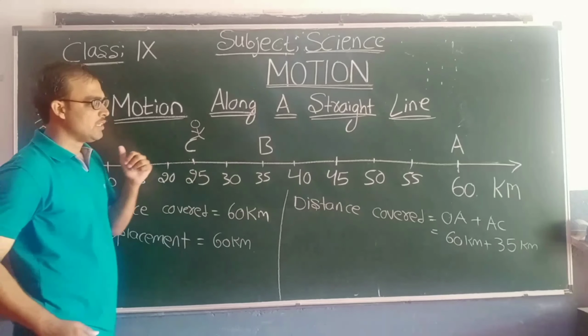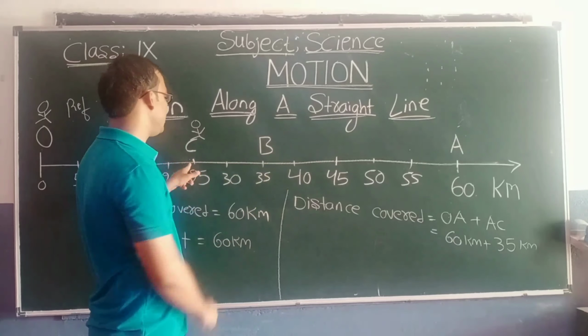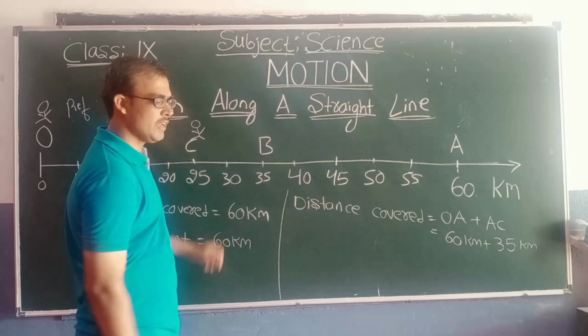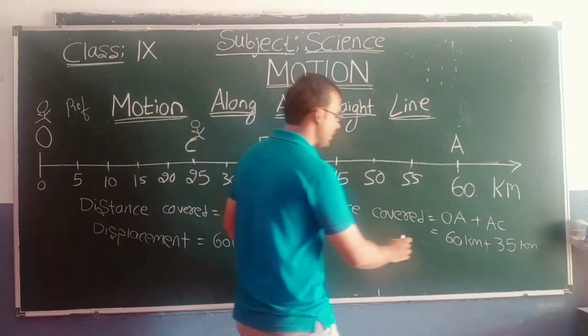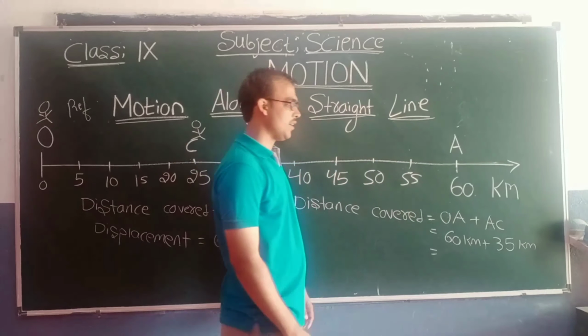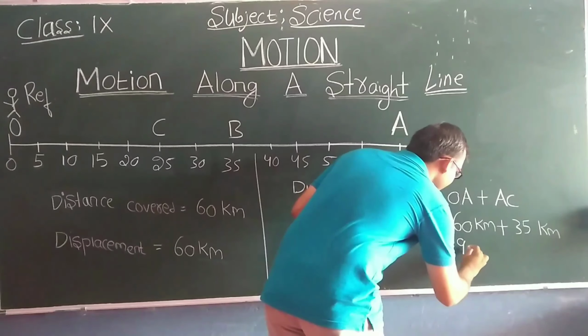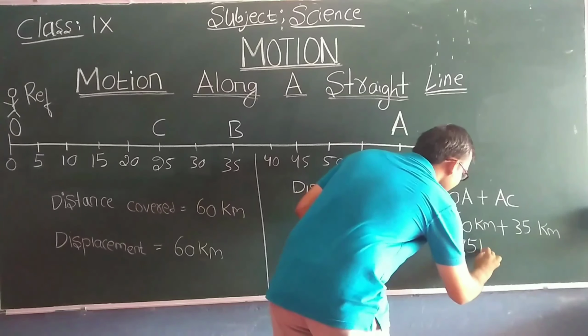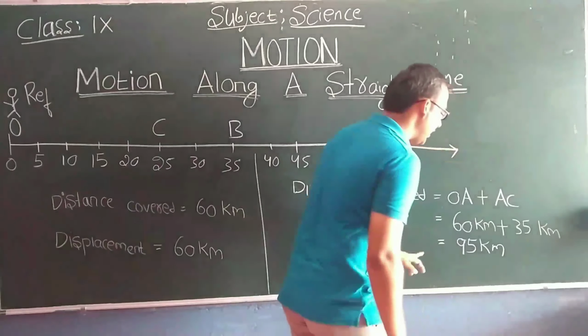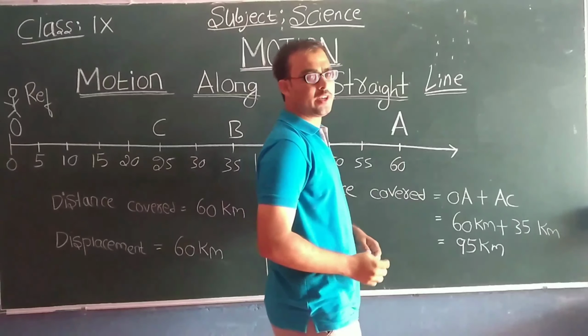OA is 60 kilometer and AC is 35 kilometers. So now in this case, how much distance has he covered? He has covered a distance of 95 kilometers.